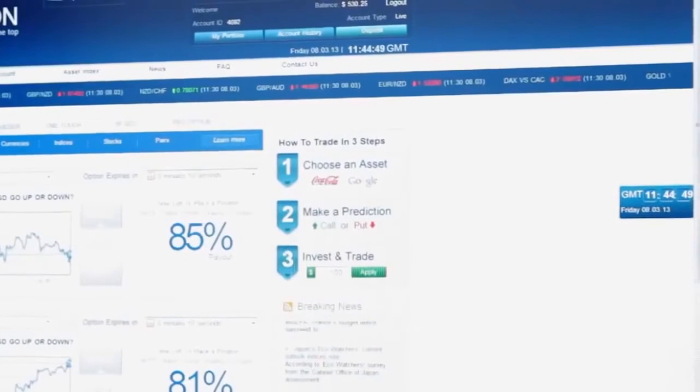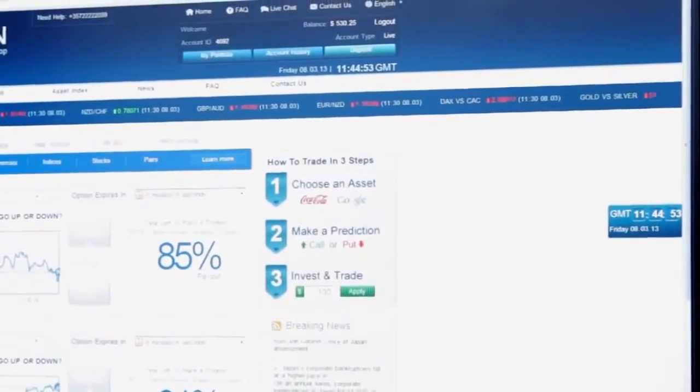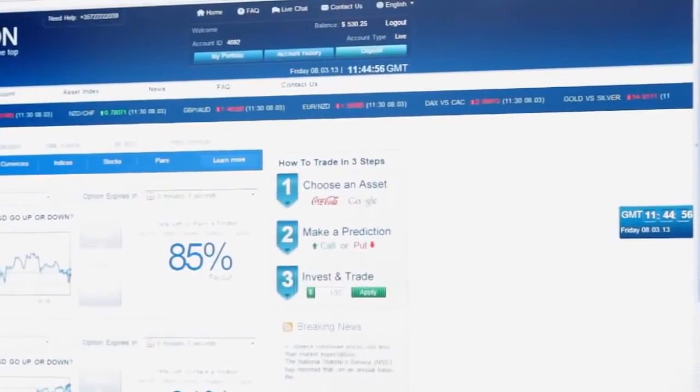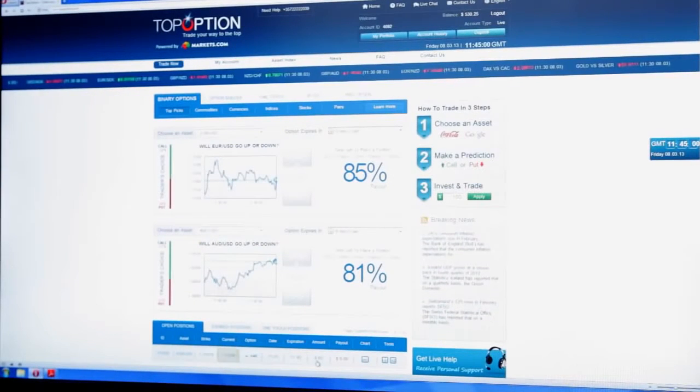All right, so we're now down to the last 10 seconds on this trade, and it looks like we didn't make it. We didn't make it again, so we have a losing trade. So what we're going to have to do now is double down.